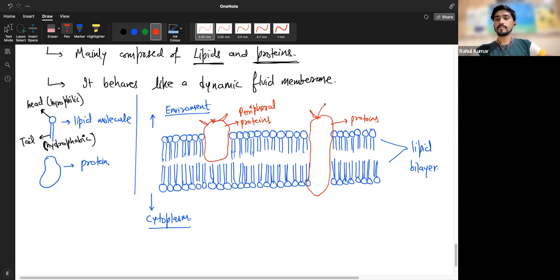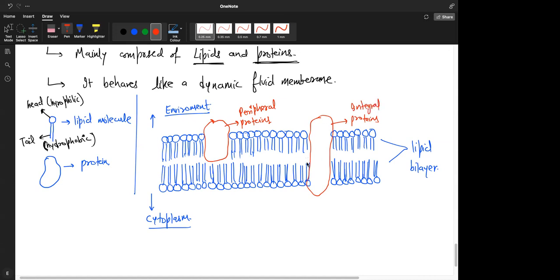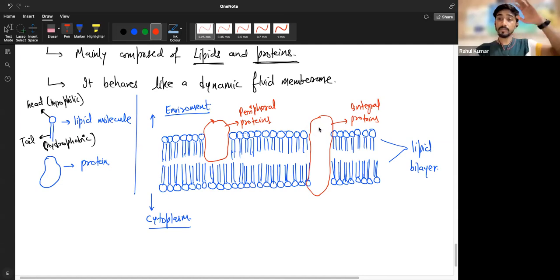Now, these protein structures, which are present on the outside and go all the way towards the inside, are in contact with the cytoplasm on one side, and with the environment on the other side. So these types of proteins are known as integral proteins. You understand, Iram? Yes. Because they integrate throughout the membrane. They come from one side and go out from the other side completely. And the others are only on the periphery, so they are called peripheral proteins.